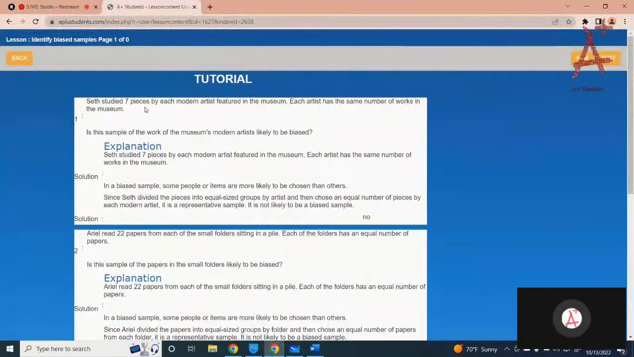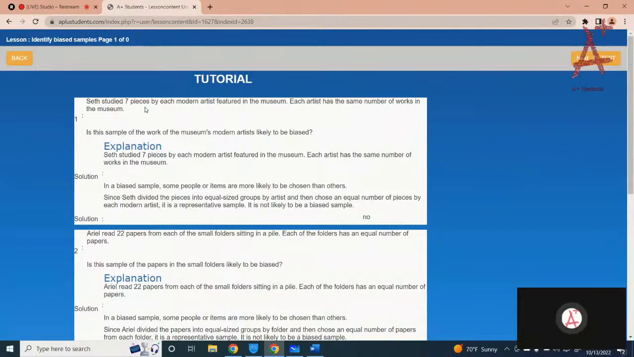Okay, look at the very first question. Seth studied 7 pieces by each modern artist featured in the museum. Each artist has the same number of works in the museum. Is the sample of the work of the museum's modern artists likely to be biased? Okay, so 7 pieces by each modern artist featured in the museum. Each artist has the same number of works in the museum. Okay, so we need to see if the given data is biased or not.